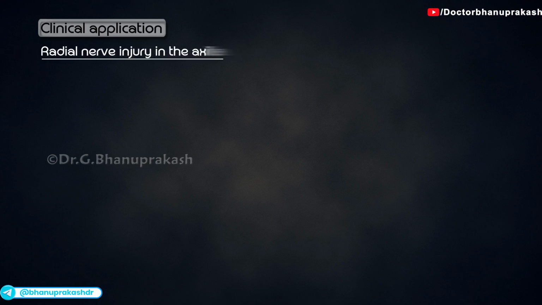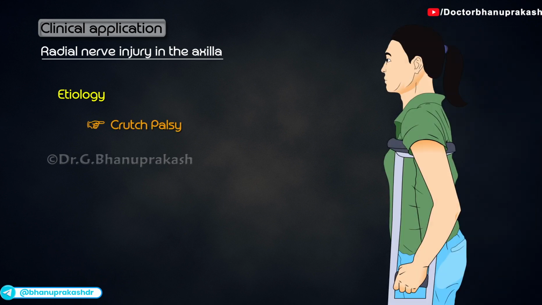Now, coming to the clinical application. The radial nerve may be injured at different sites throughout its course. Radial nerve injury in the axilla. The radial nerve may be injured in the axilla by compression of the nerve. Some common examples are crutch palsy. Here, pressure is exerted on the nerve by the upper end of the crutch.